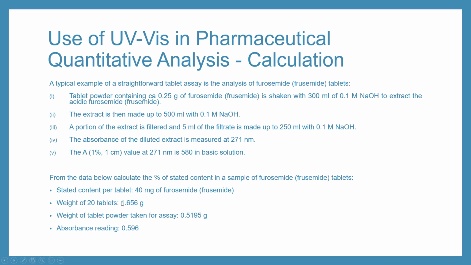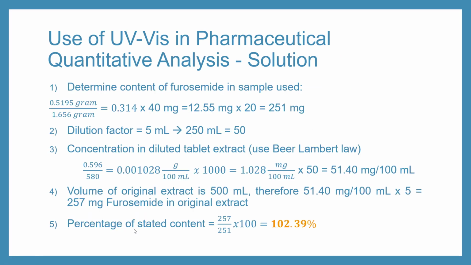For the experiment, we have a weight of the 20 tablets used, which is 1.656 grams. We have the weight of the tablet powder taken, which is 0.5195. And of course, at the end of the experiment, we would have run this in a cuvette in a UV spectrophotometer, and we would have gotten an absorbance value of 0.596. Loads of information there. Okay, so let's just have a look at the steps that are typically involved.